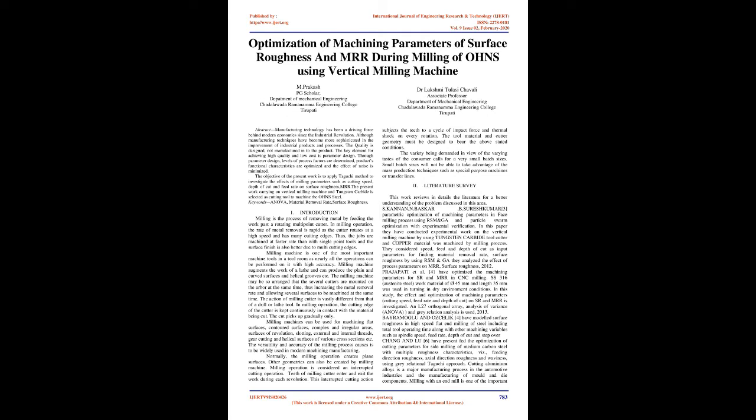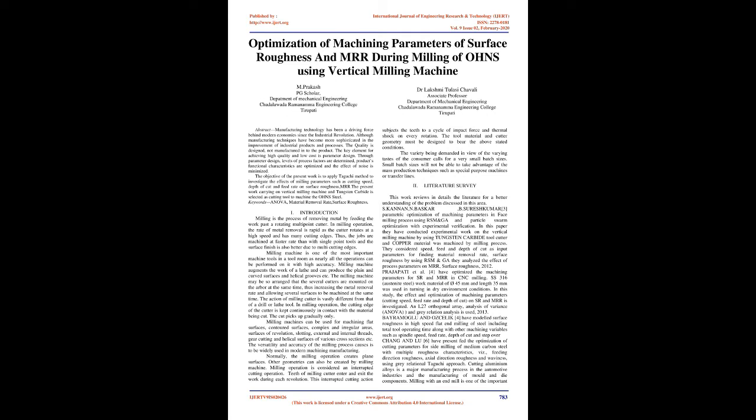The objective of the present work is to apply the Taguchi method to investigate the effects of milling parameters such as cutting speed, depth of cut and feed rate on surface roughness and MRR. The present work is carried out on a vertical milling machine, and tungsten carbide is selected as the cutting tool to machine the OHNS steel. Keywords: ANOVA, material removal rate, surface roughness.